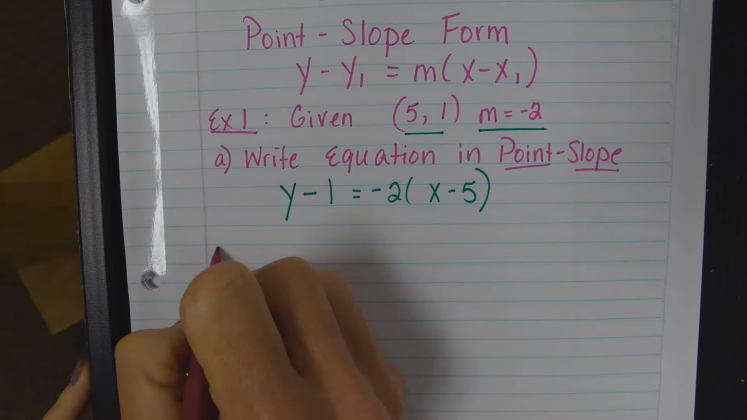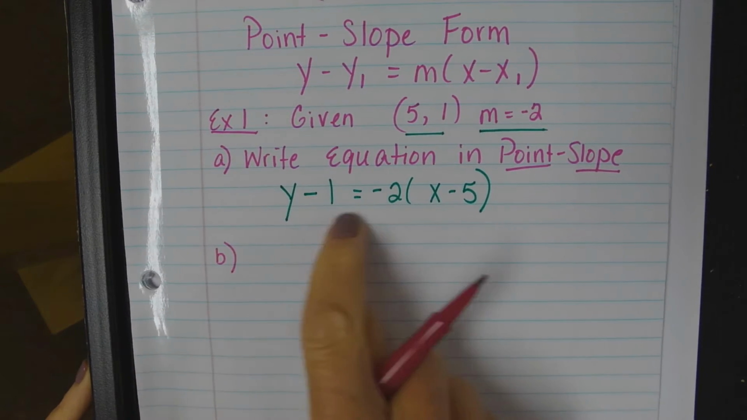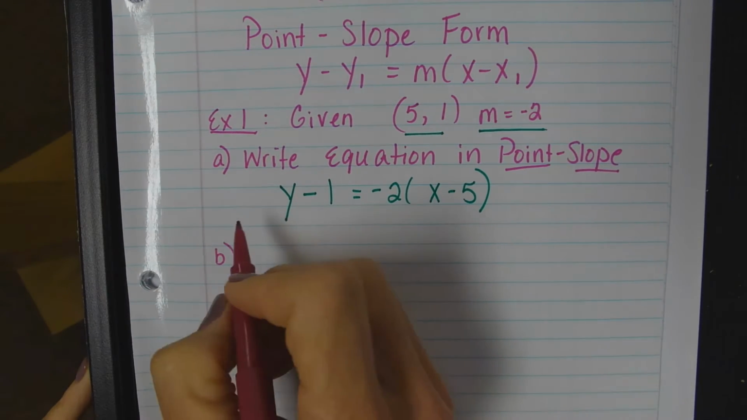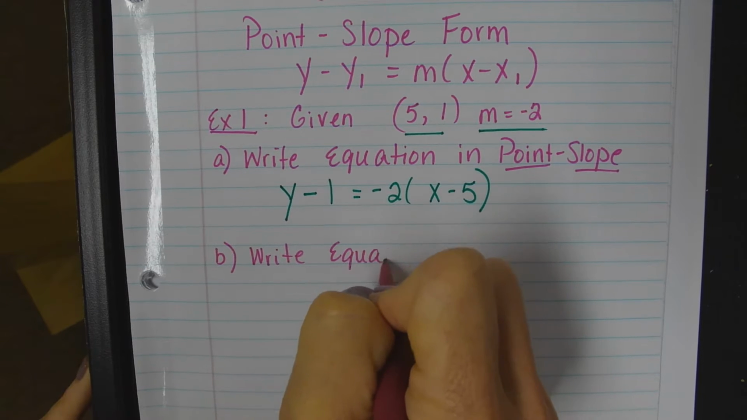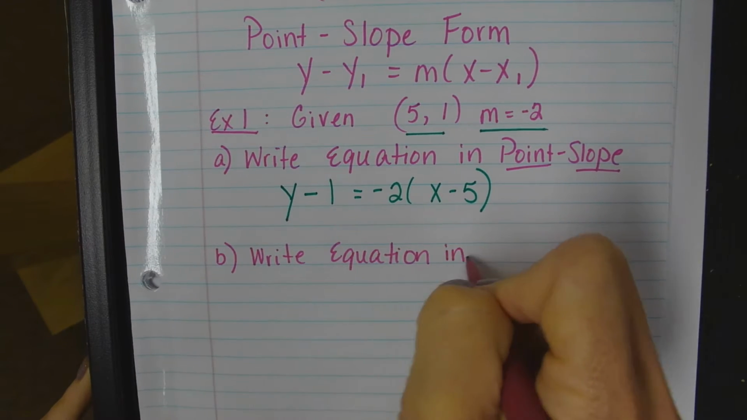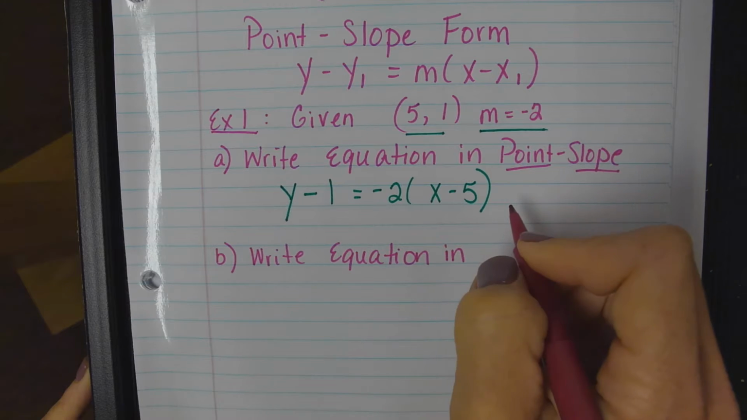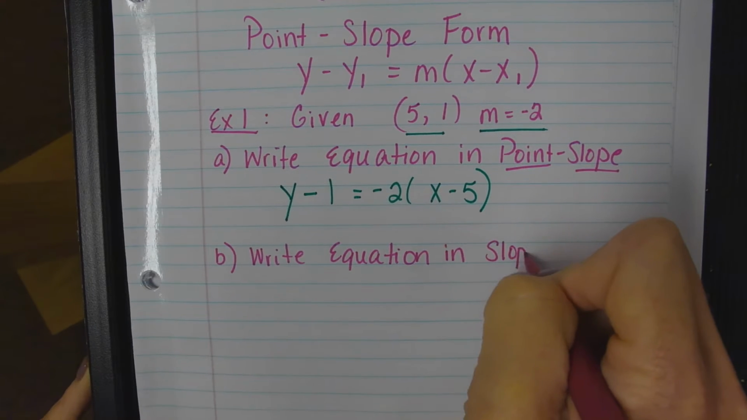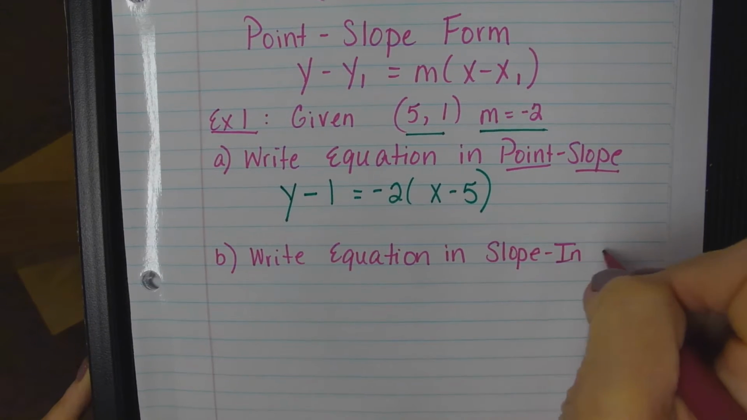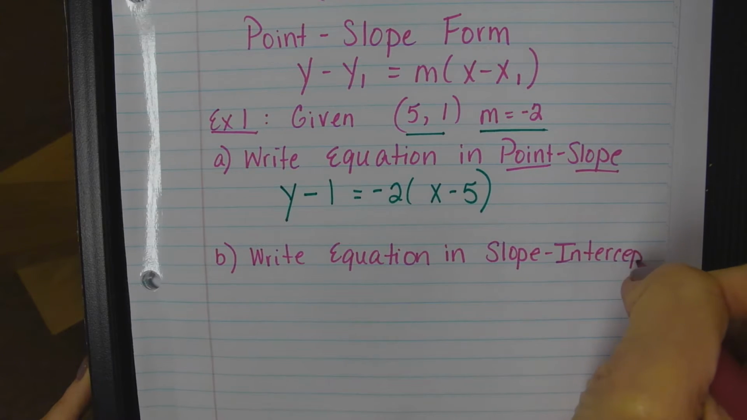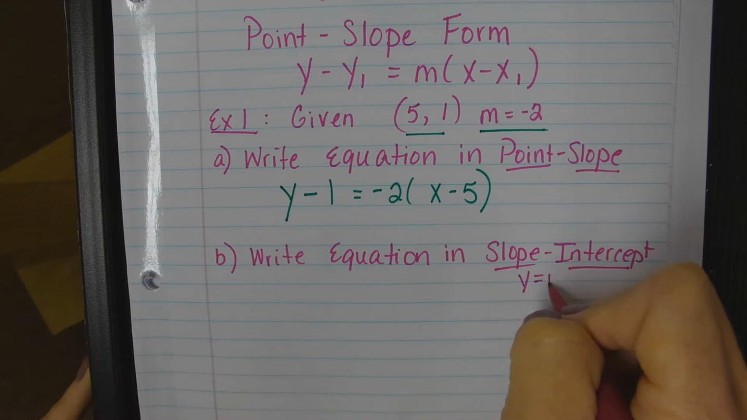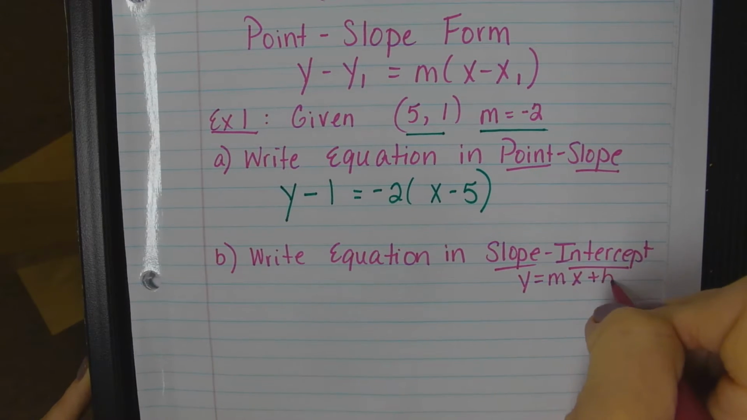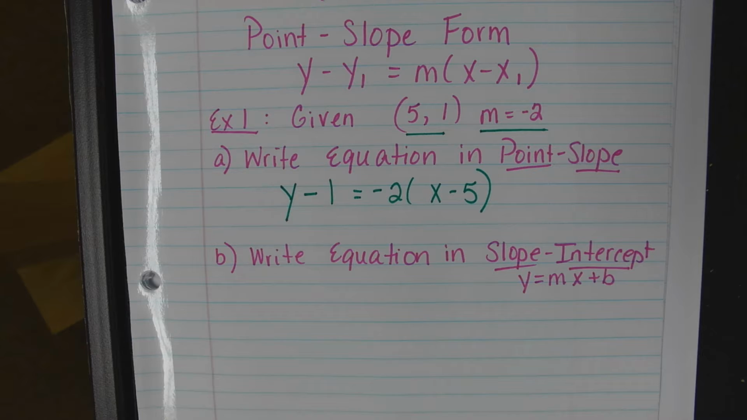All right, question B. Using green, what I've written here, write an equation in slope-intercept form. Just a reminder, y equals mx plus b. That's nothing new, right? We've done that. We know what slope-intercept is.